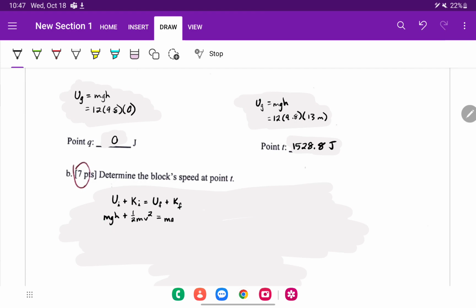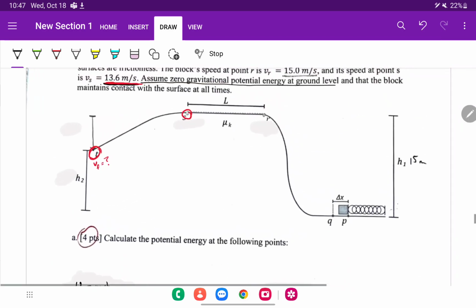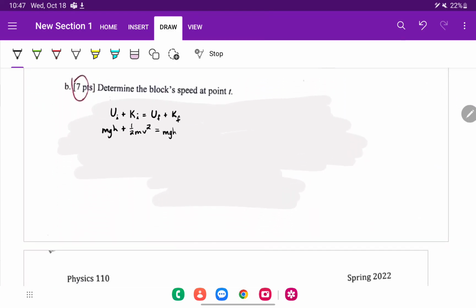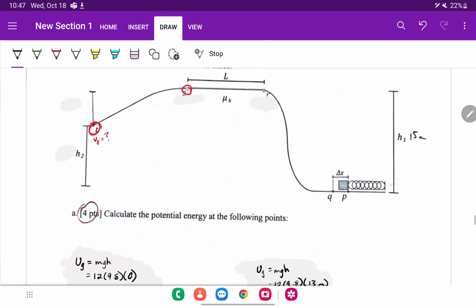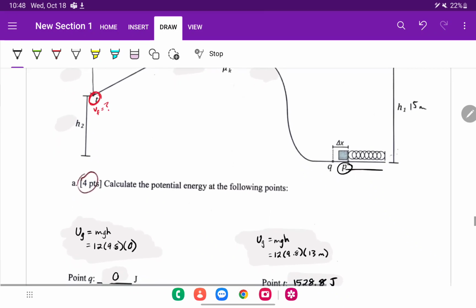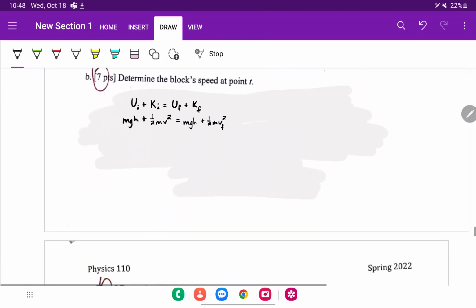For U final, since at point T we're still at an h2, there is going to be a height there, so we do have gravitational potential, and we're moving at some speed, which is what we're trying to find. Some of you might be wondering why we don't put our initial point over here at point P with the spring. Well, if we were to use that as our initial point, we would have to take into account spring potential energy.